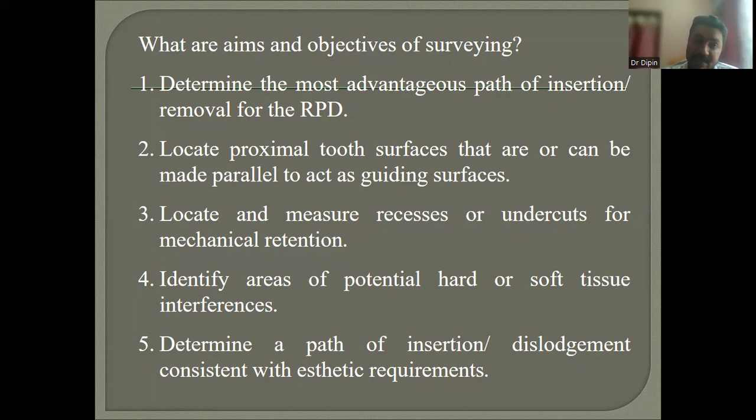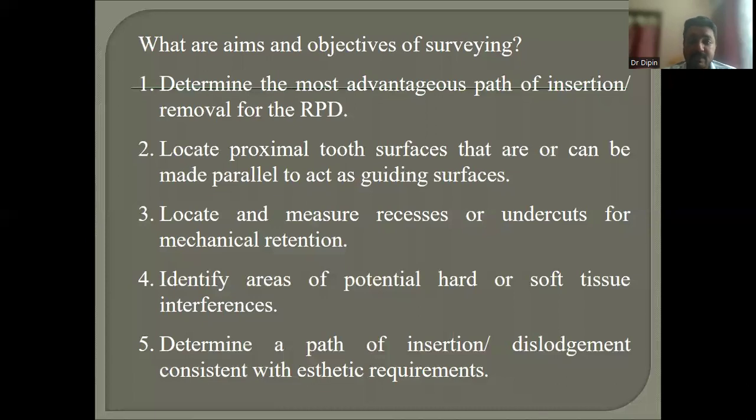So we have to measure these undercuts, and whatever area is there below these undercuts, we have to block out, because they are called unfavorable undercuts. So favorable undercuts we will use for retention, and the unfavorable undercuts we have to block out. These undercuts we have to measure accurately by using the tools which are used for the survey. What those tools are, I will be showing. And to identify areas of potential hard or soft tissue interferences.